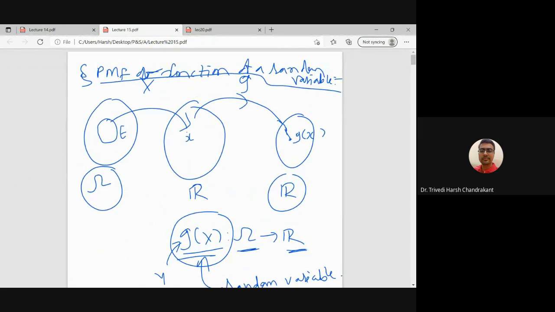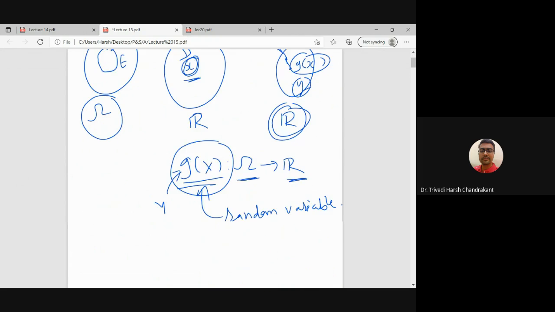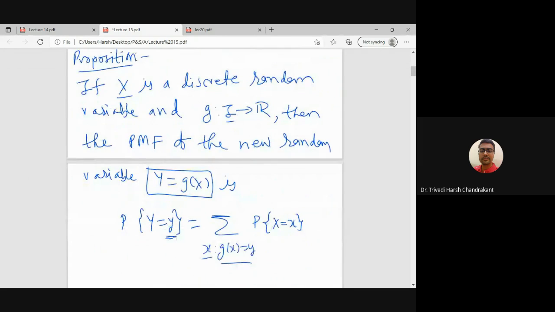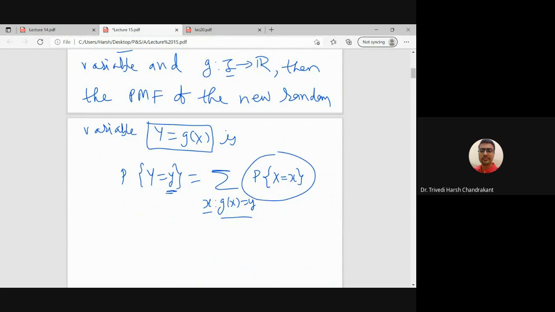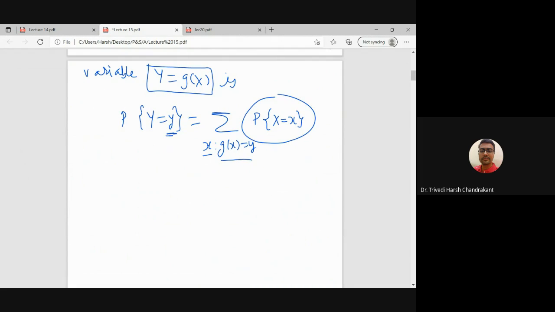So we find all such x. We are starting with some y, where y is a real number. We will find all x such that g(x) equals y, and that x is in the range of capital X. So we can find the probability of those events. We will see some examples.